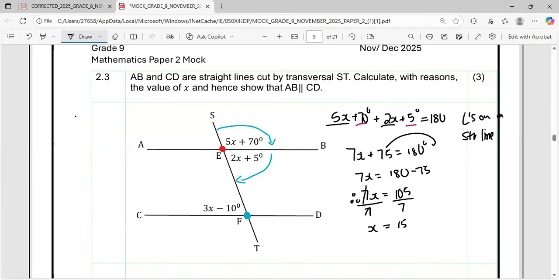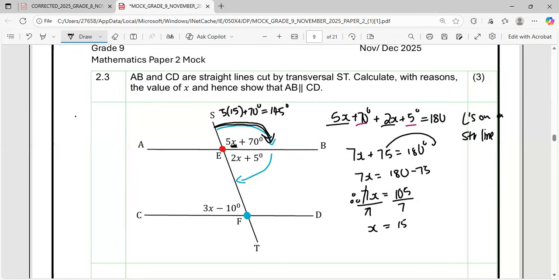It does not necessarily tell us how much the value of the whole angle is. We don't know how much this rotation is. We only know how much x is. So for us, now we know how much x is, so it can help us find how much that rotation is. So we're going to say 5, in the place of x we put 15, and then plus 70 degrees. How much is that angle? 145. 155.